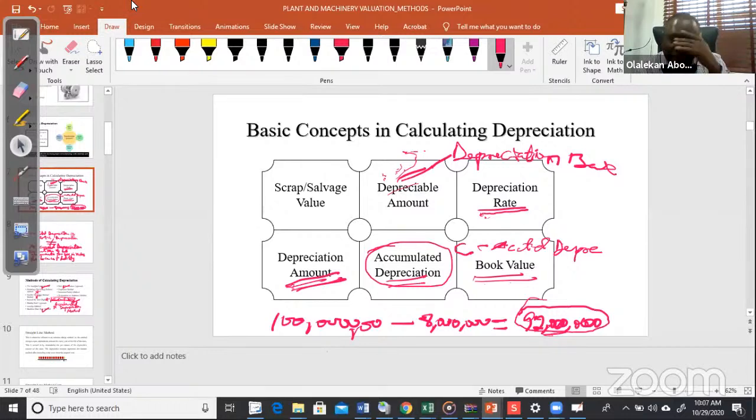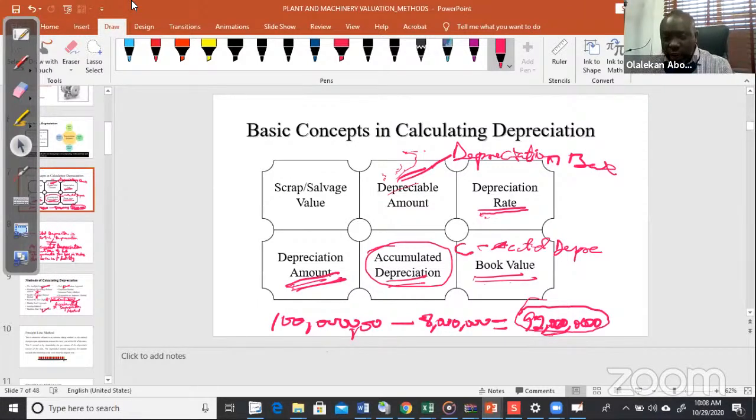Now it has reached the end of its economic life. So maybe the company will choose to sell them out. Let me give you another example. I remember some time ago, all these luxurious buses going to the east. Easterners among us, we all understand what I'm talking about. They will buy them new. They have the period of using them. At the end of that usage, they would sell them out.